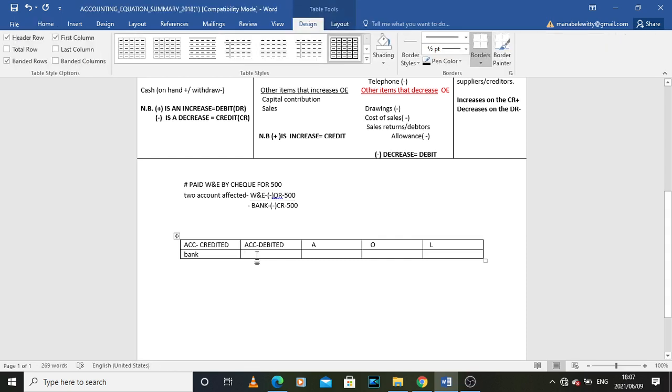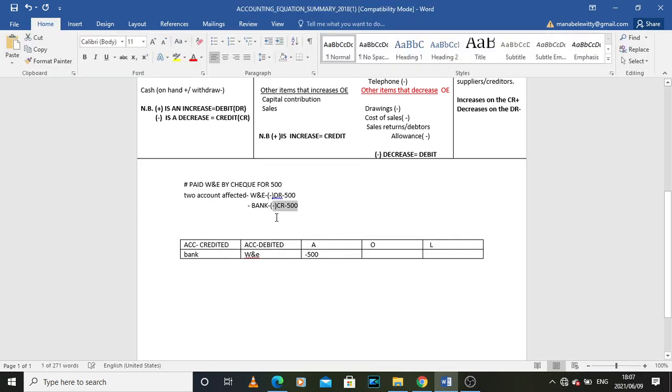So account debited is water and electricity. Effect: bank is your asset, so you're going to have minus 500 here, as it is in this case, minus 500, the minus is inside this bracket. And then water and electricity is an owner's equity item because it's an expense, which falls under owner's equity, so minus 500. And then liability, nothing happened, it's 0.